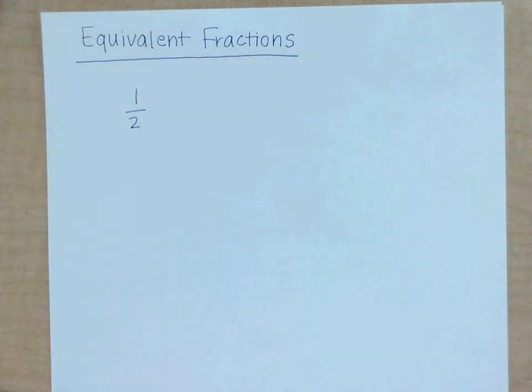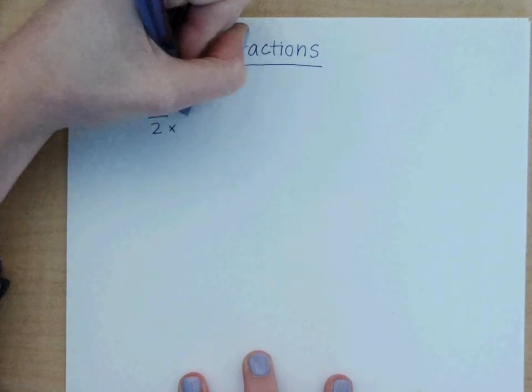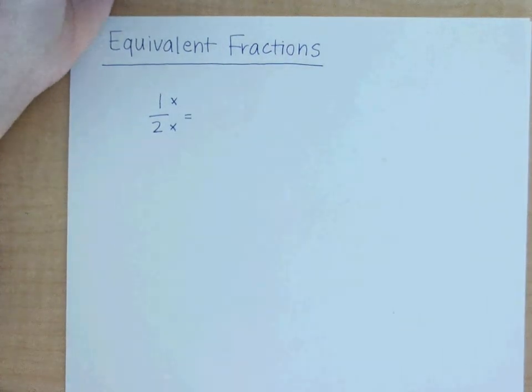So how could we find an equivalent fraction for 1/2? Times 2 gives 2/4. So we can multiply the numerator and the denominator by the same number. That's the key. You can't multiply them by different numbers. You have to do the same number. Now you can use any number that you want. If it just says, tell me an equivalent fraction, there's really no set number that you have to use.